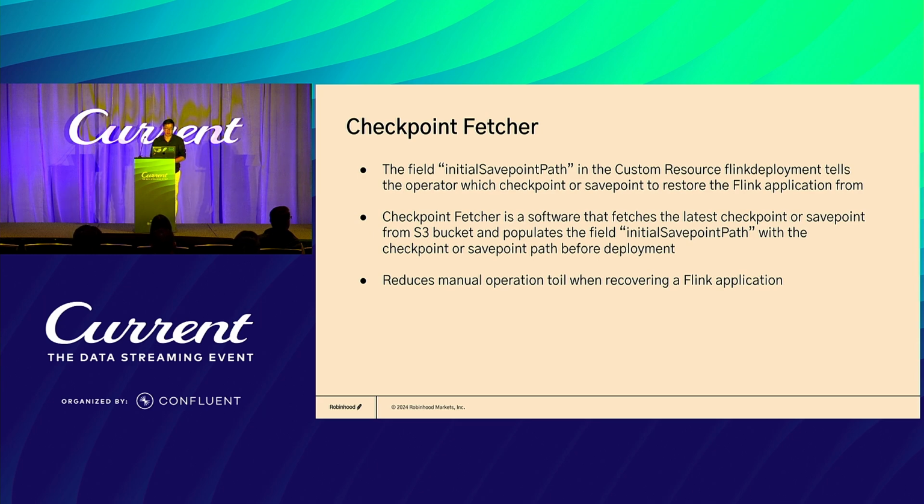Essentially, if an application team needs to deploy a Flink application after it has been deleted, they only have to click on the deploy button in our in-house deployment system. And the system will handle all of this manual work and start the application from the latest checkpoint. At the end of the day, the checkpoint fetcher reduces operational toil in Robinhood when application teams need to recover their Flink applications.